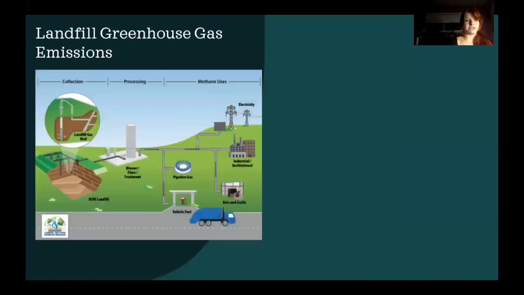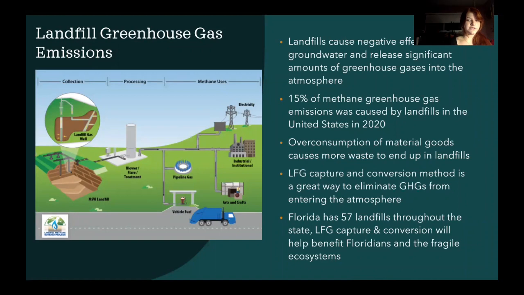Landfill greenhouse gas emissions. The waste that is produced from countries with developed economies ends up in landfills that are already reaching max capacity. Landfills themselves have a substantial impact on the health of groundwater and release greenhouse gases such as methane and carbon dioxide. Methane is an incredibly potent gas and can trap heat in the atmosphere 28 to 36 times more effectively than carbon dioxide. Landfills caused 15% of methane greenhouse gas emissions in the United States in 2020.